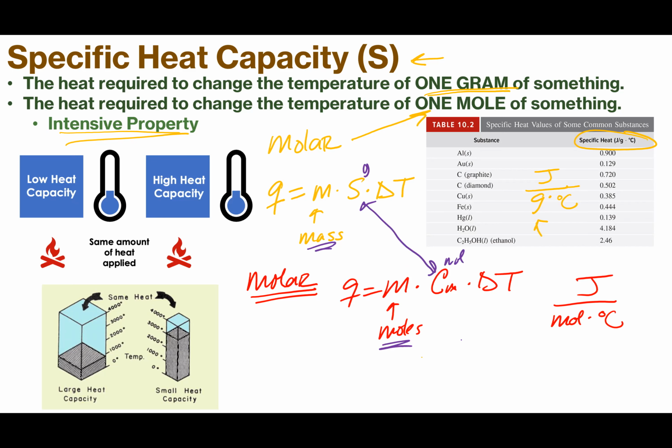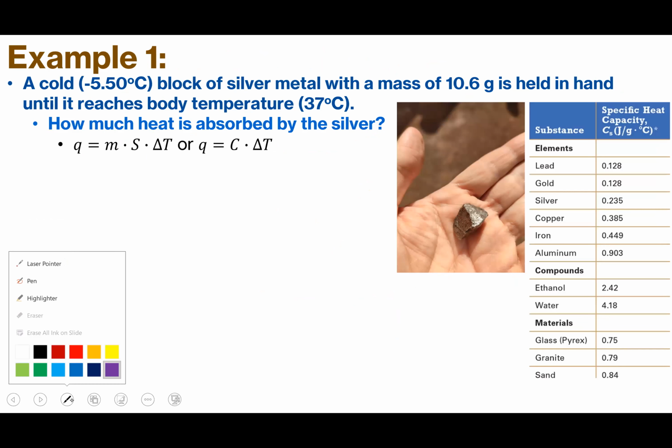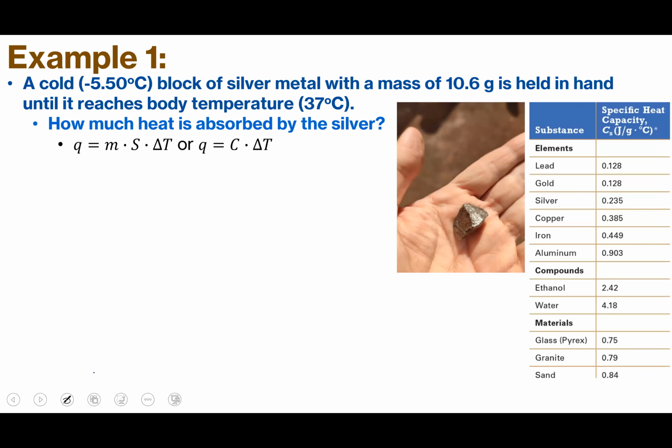Okay, let's work an example. We take a cold block of silver and we're going to hold it in our hand until it reaches body temperature. Then we want to know how much heat was absorbed by the silver. These are essentially the two equations you're going to get on the info sheet. We just have to decide which one we want to use to do this. We're given two temperatures, negative 5.5 for the silver at the beginning and 37 for silver at the end. And we have a mass here.